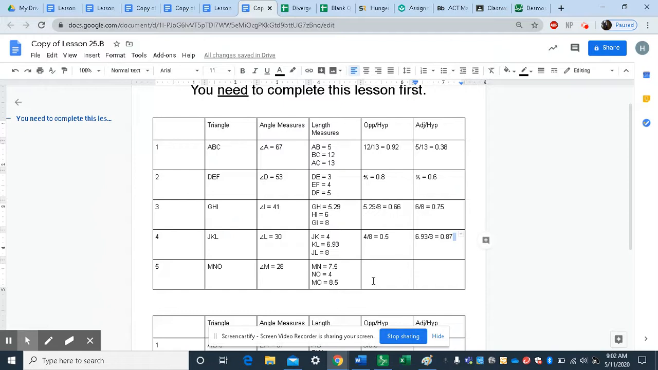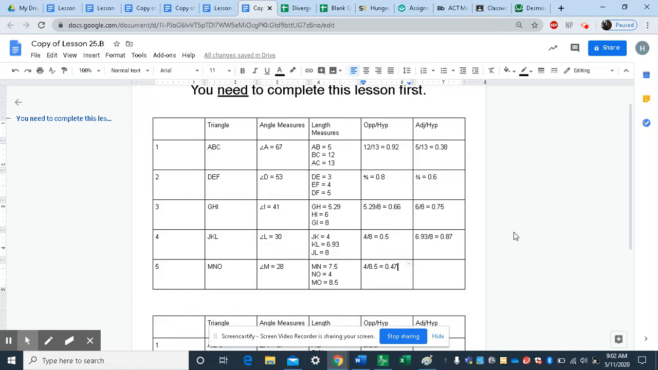NO divided by MO. So we have 4 divided by 8.5, and that equals 0.47, especially because the third decimal place is a 0. So that means when we round it, it's just going to be 0.47.